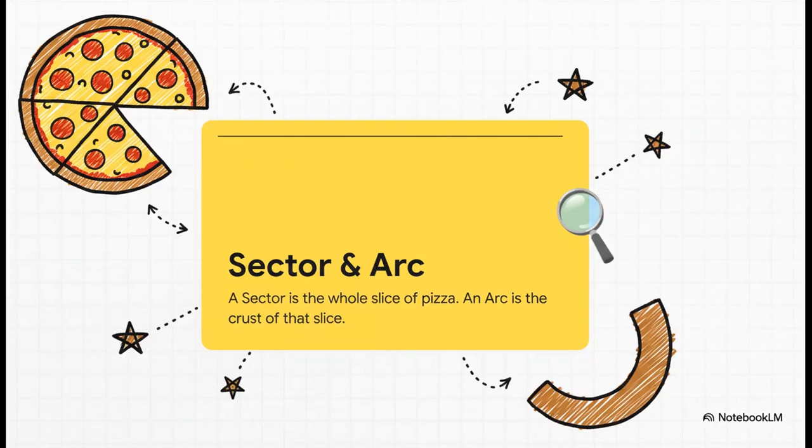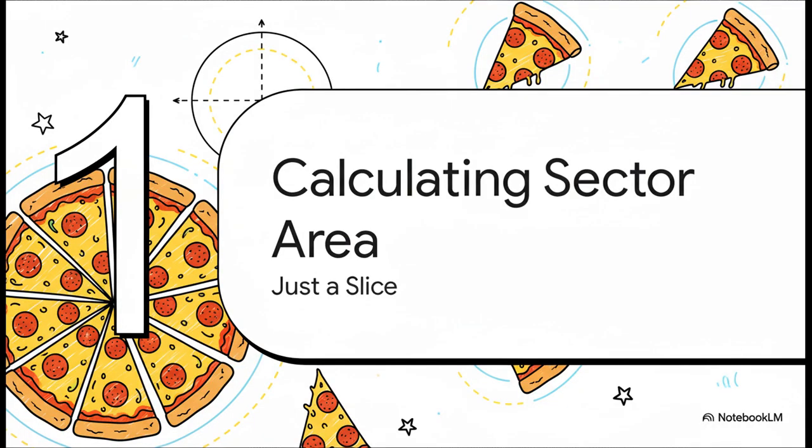Okay, so first things first, let's get two key terms down. First up, we have the sector. The easiest way to think about a sector is that it's the whole slice of pizza. You know, the part with the cheese and toppings, the whole area. Then you've got the arc, which is just the crust of that slice. So the arc is a length, sector is the area, arc is the crust. Simple as that.